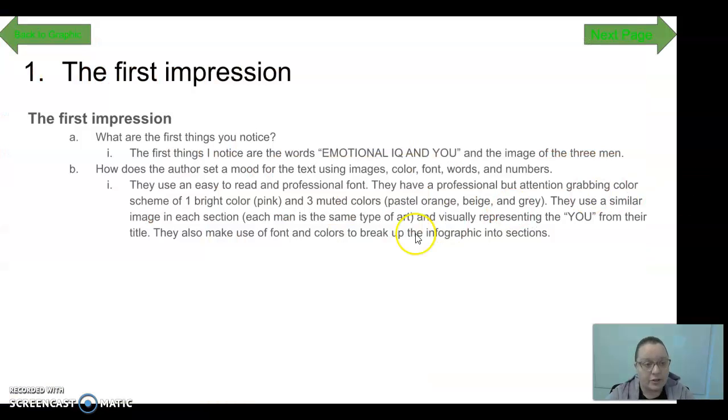So our next question about our first impression is, how does the author set a mood or a tone? How does the author make you feel using different texts, images, color, font, words, and numbers? So we'll go ahead and read through this, but I'm going to go through and show it to you on the infographic as well. They use an easy to read and professional font.